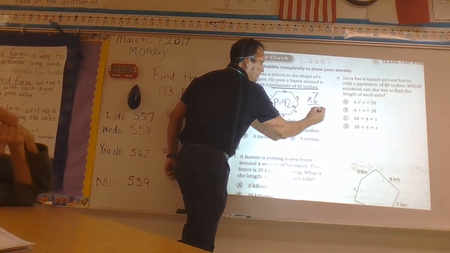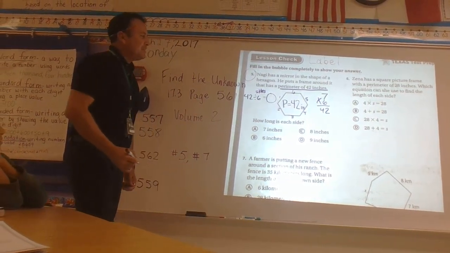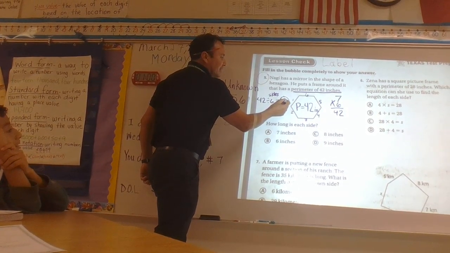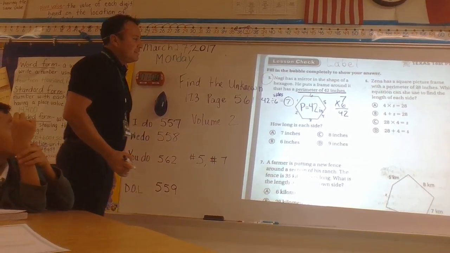Be careful, someone said 31. 42. So I have 7 times 6 is 42. Then 42 divided by 6 is? 7. So what's going to be my answer? 7.